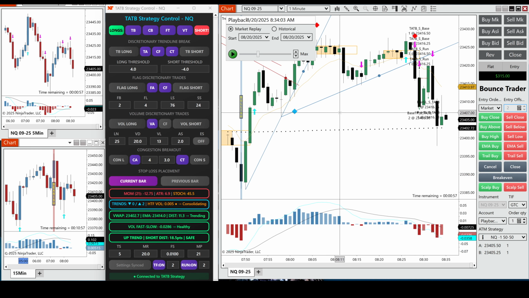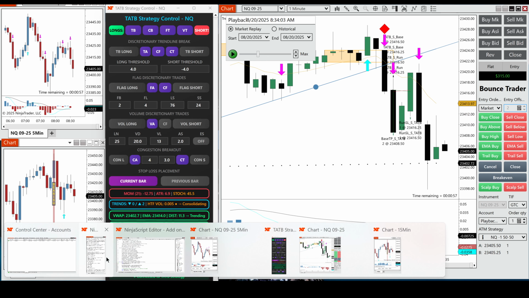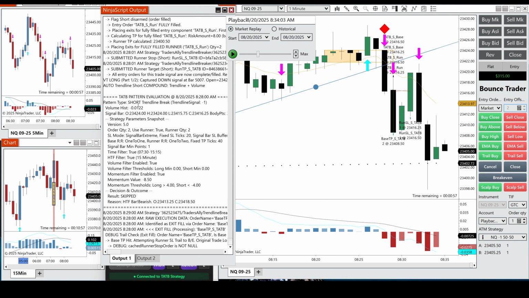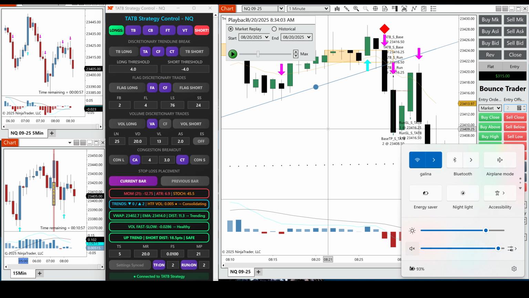Okay, so let's check this trade. Let's see what it was first. So it was a trend line break too. We're not going to spend much time on it, but it's very similar to the volume tipping trade. So let's continue.